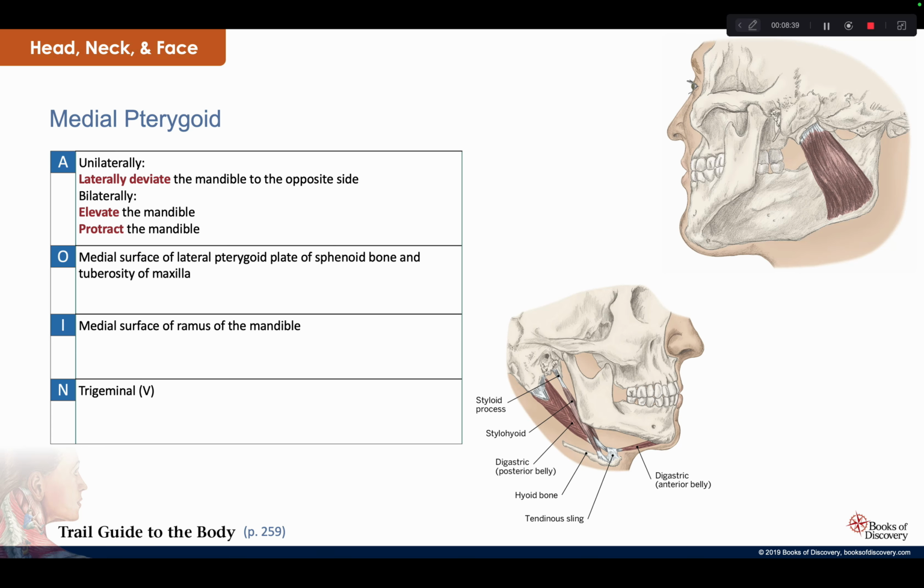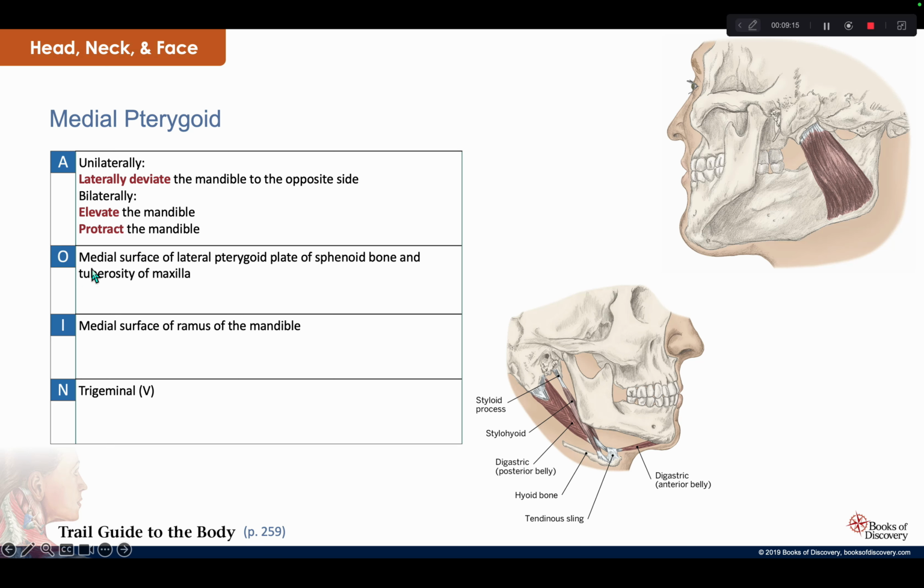All right, medial pterygoid. This is one of the mastication muscles. So by itself, it's going to one-sided laterally deviate the mandible to the opposite side. So this is when you're deviating your jaw from left to right. Bilaterally, if both are working simultaneously, it's going to elevate the mandible and protract, so push the mandible out.